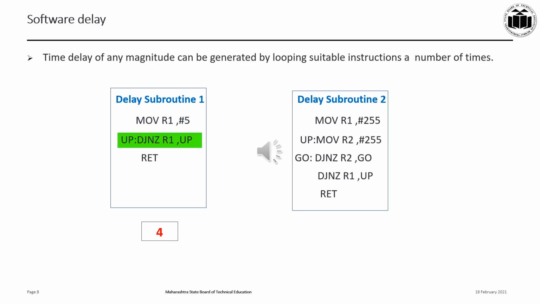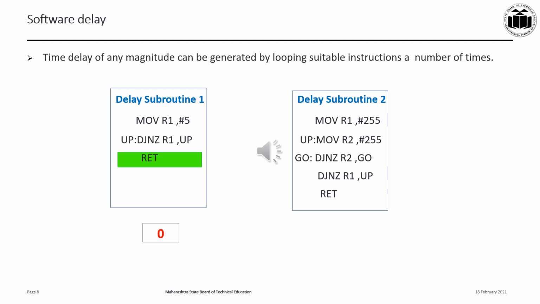Again the DJNZ R1 instruction is executed till R1 becomes 0. So the DJNZ R1 instruction is executed 5 times, and when it becomes 0 the program is exited. The value in R1 decides the amount of time delay given by the program. If the value in R1 is increased, then more time delay is generated.